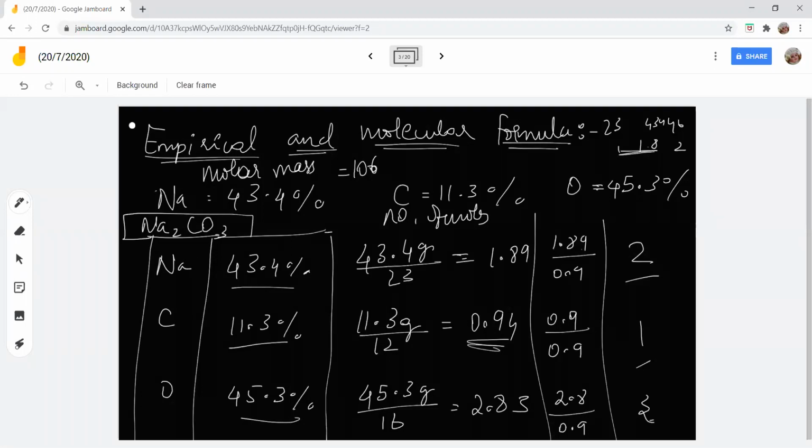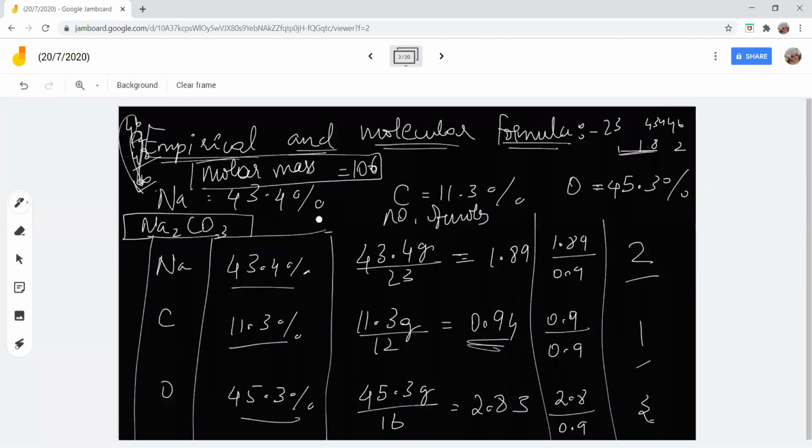1 minute, students. So 46 plus 12 plus 48. What do you get? 106 only, right? So if I tell that 1 mole of a substance weighs 106 grams, from that I'll identify the mass of sodium present, mass of oxygen present, mass of carbon present. So I will get the mass of substances present in 1 mole. And for example, in 106 grams, what is 43.4%? How will you find out?